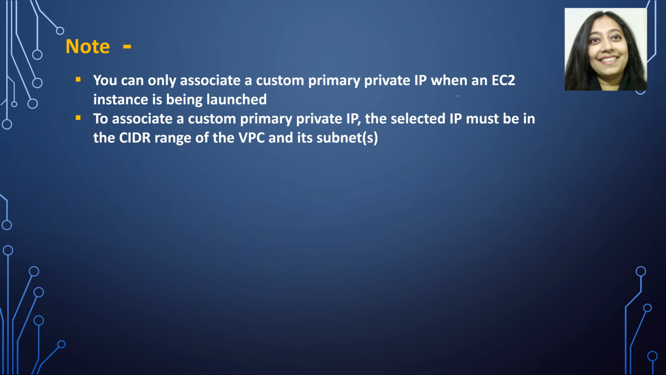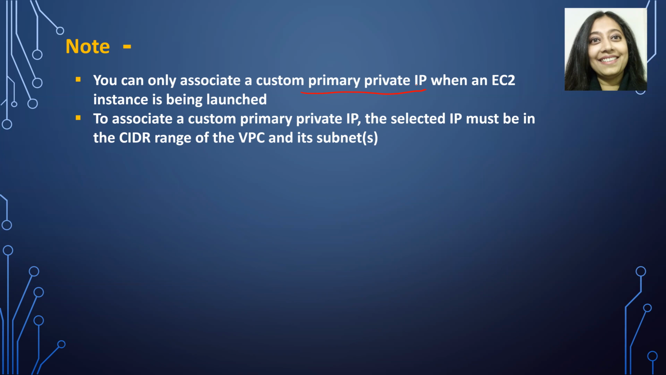Before we continue further ahead and begin with the lab, there are a few things that I would like to bring to your attention. First is that you can only associate a custom primary private IP when an EC2 instance is being launched. That means if it's an existing instance that is running, there is going to be no way for you to associate a custom primary private IP address. In that case, you'll have to terminate that instance and launch a new instance.